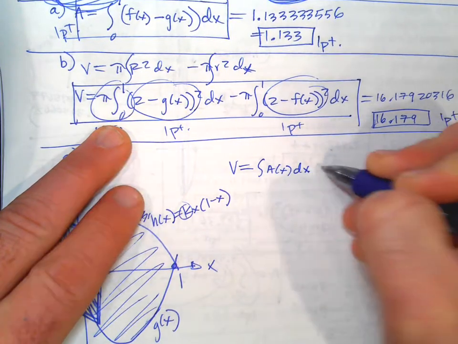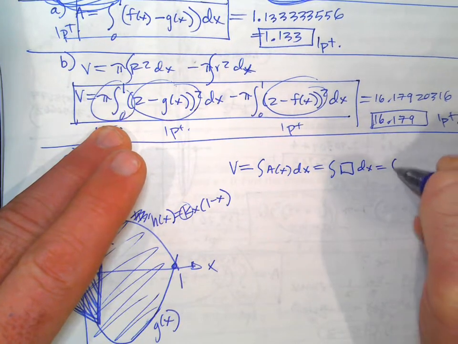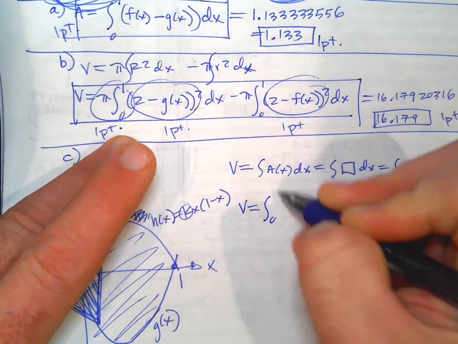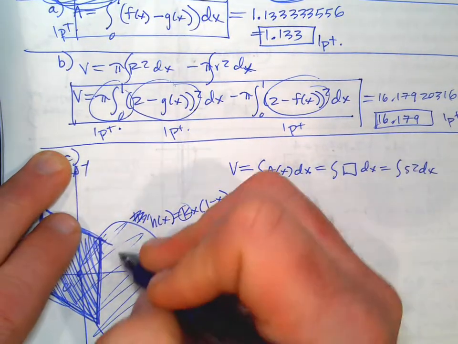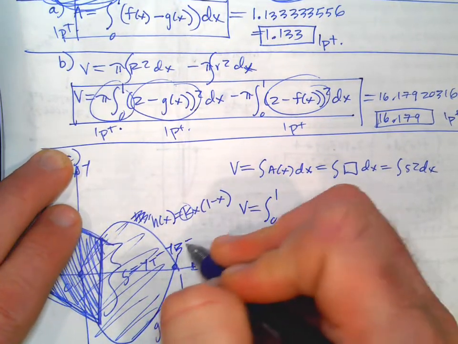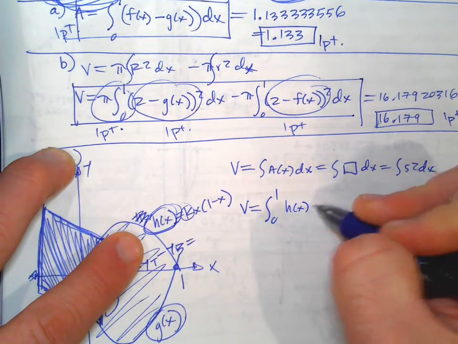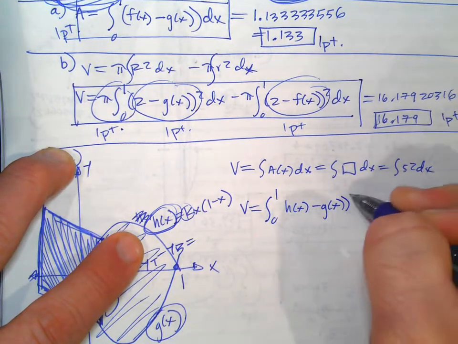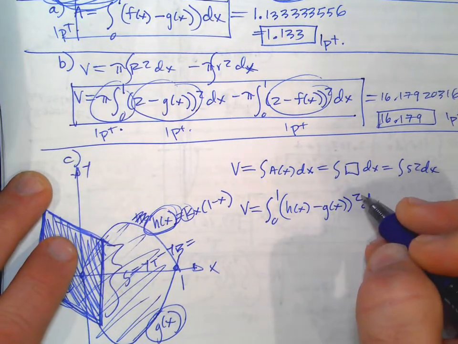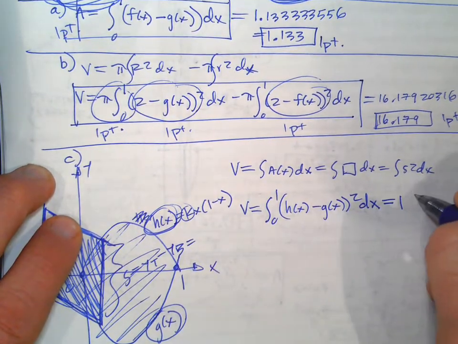This is volume by cross section. It's going to be some general area in terms of x. They are squares this time, so it is side squared. So it's going to be 0 to 1. The sides are going to be y top minus y bottom. Y top is this h function, y bottom is g function. So it's going to be h of x minus g of x, squared, dx. Okay, so this is going to give you the volume, and then it needs to be equal to 15, they said.